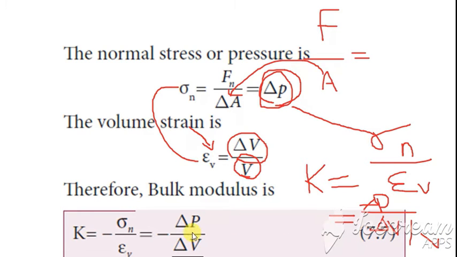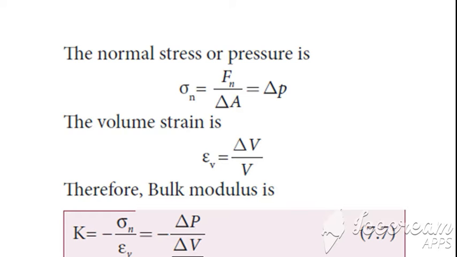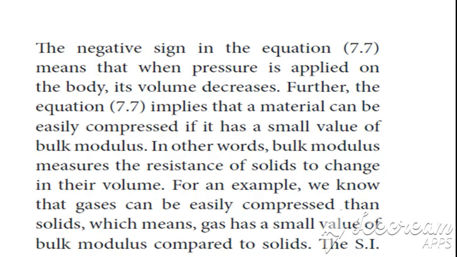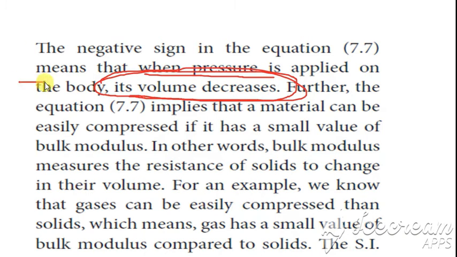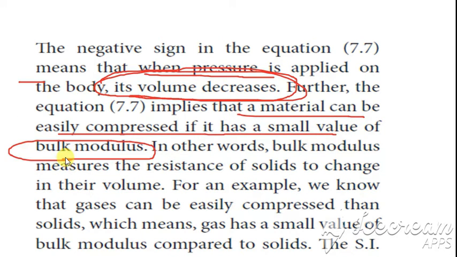Now here we have a negative sign. That negative sign in the equation indicates that the volume decreases when the pressure is applied. Because of the decrease in the volume, we have the negative sign in the equation. The material can be easily compressed if it has a small value of bulk modulus.